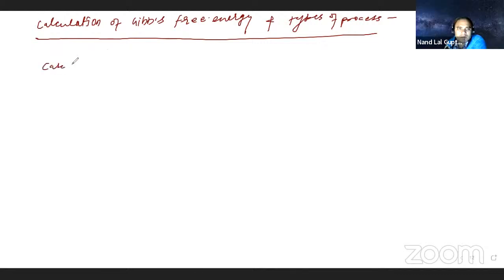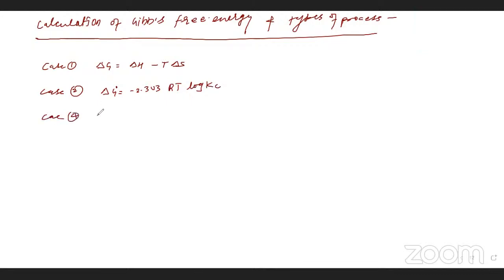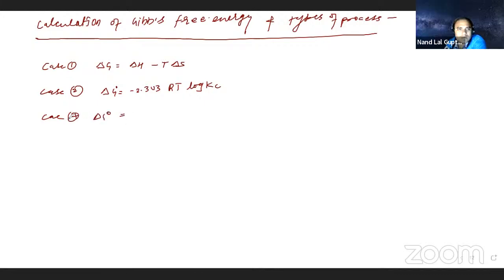Case 1. What formula can you use? Del G is equal to del H minus T del S. Case 2. Better you can write del G naught is equal to minus 2.303 RT log Kc. Case 3. Del G is equal to minus 2.303 RT log Qc.